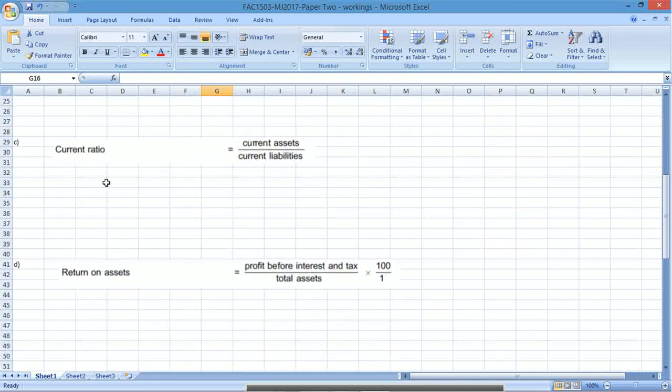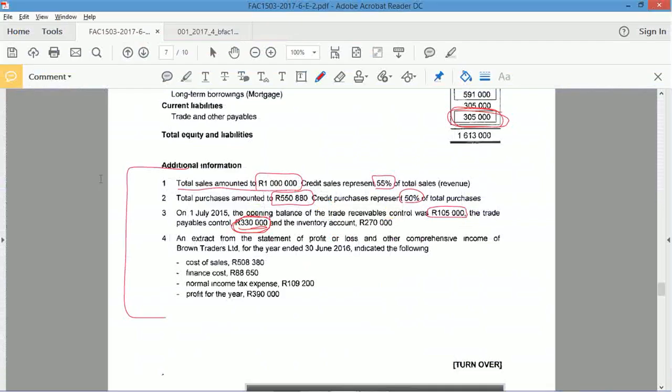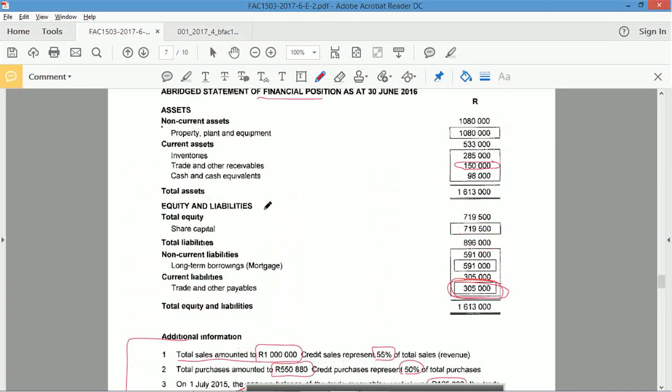C, current assets over current liabilities. That's easy. Current ratio equals total assets over total liabilities. What are my total assets? I need to find that. There's my total assets. There's my total liabilities.